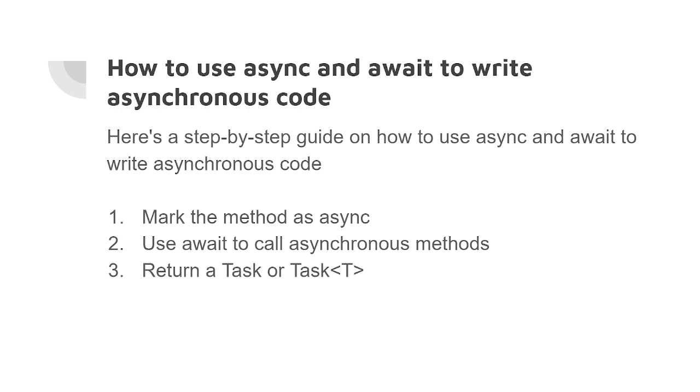Then the third point, return a Task or Task of T. Once the asynchronous operation is complete, the async method should return a Task or Task of T object, indicating that it has completed the operation asynchronously. So let's see one example.